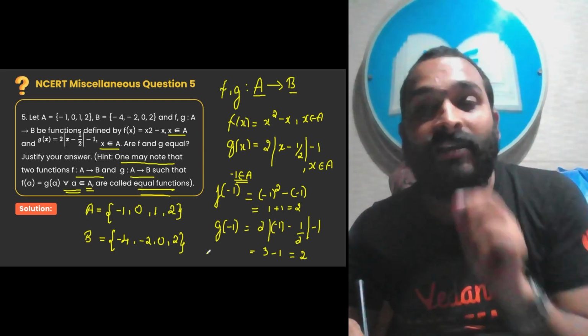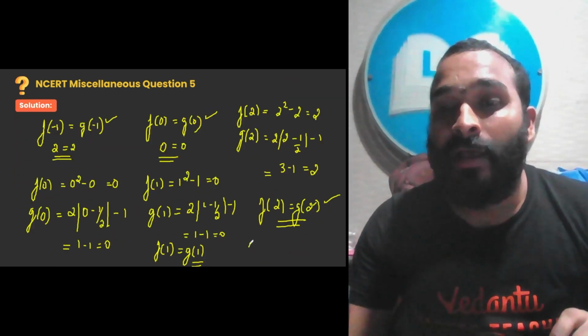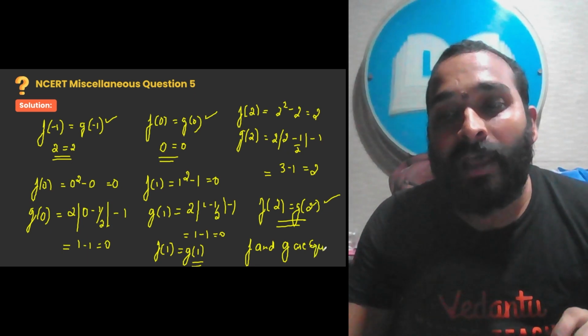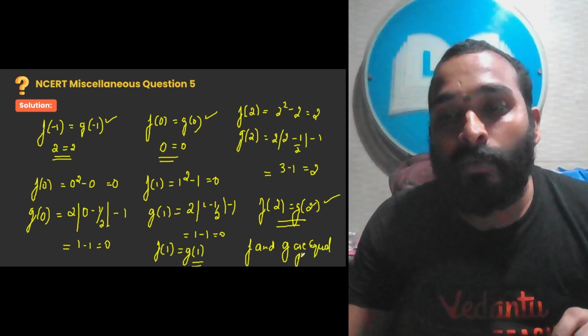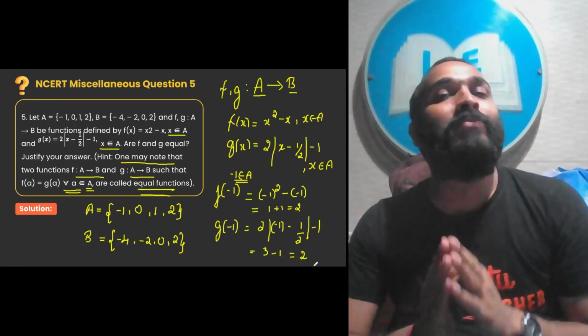F and g are equal functions. Yes, children, what is the conclusion we are writing here? F and g are equal functions. Right, children? F and g are equal functions. Is that clear, children? Easy and understanding? So I hope this problem was clear.